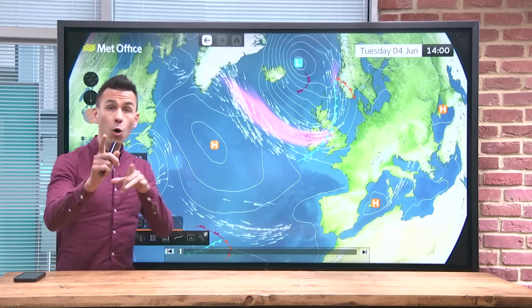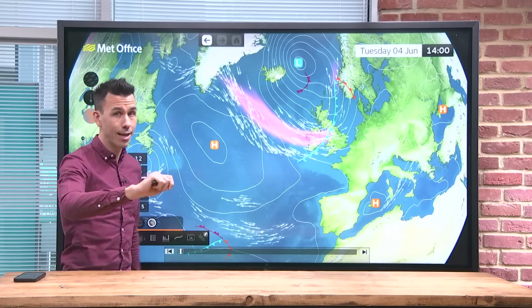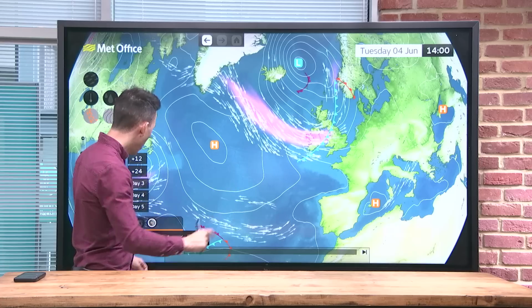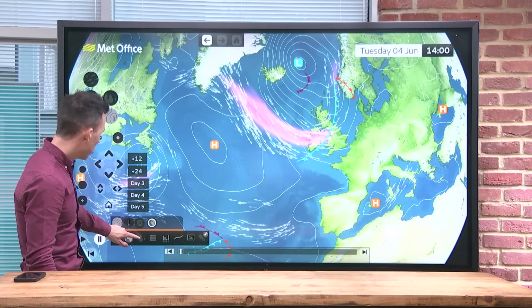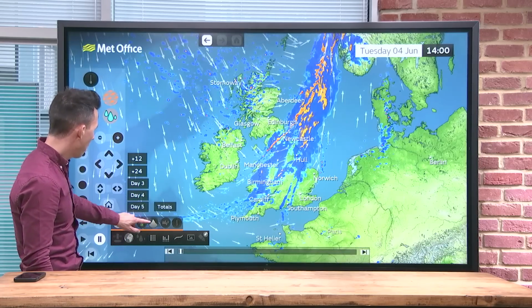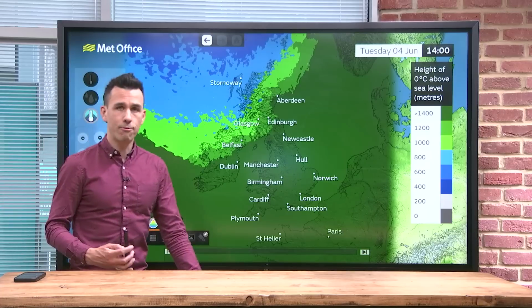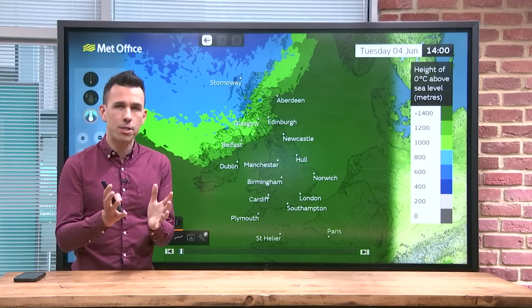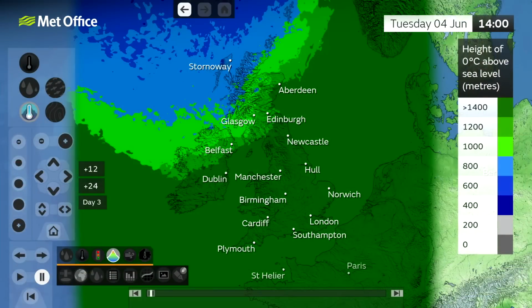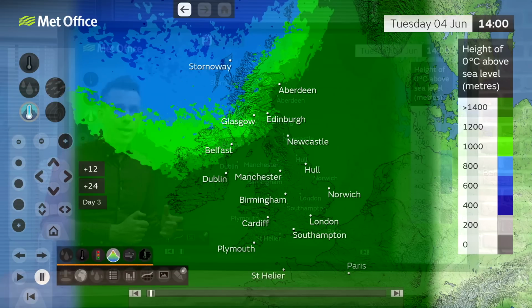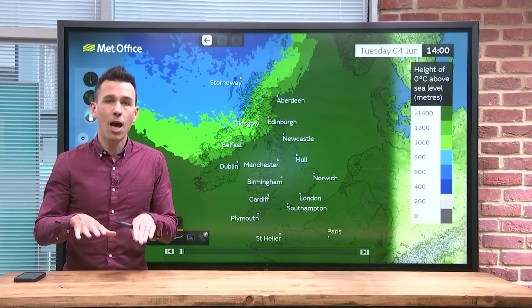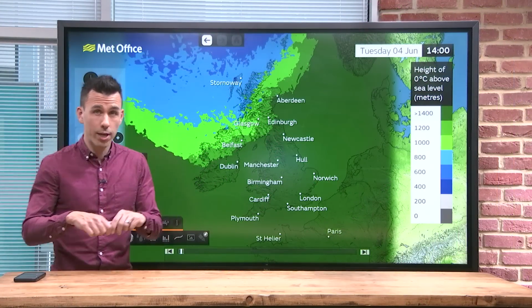And oh, I promised it, didn't I? The S word, snow, and I haven't mentioned it yet, so just quickly, let's look at the freezing level. We have shown this before, the height of the 0 degree isotherm, and you can just about make out the UK there. I know the border isn't particularly clear, but you can see the towns and cities. And what this shows is the height above sea level of the 0 degree isotherm.